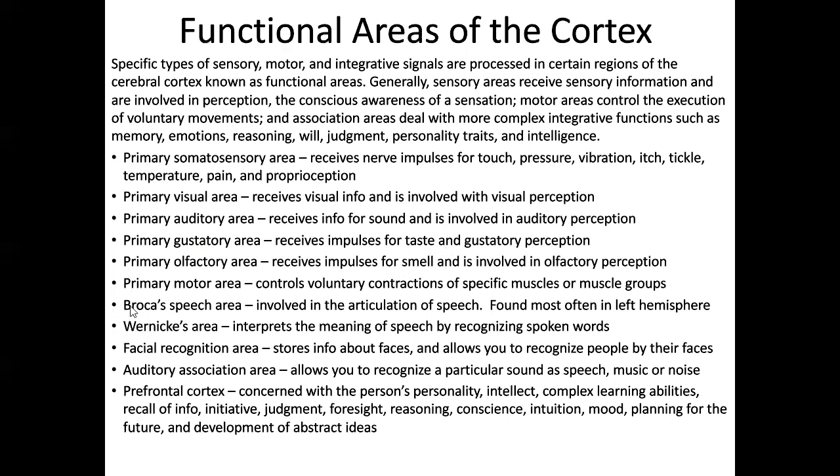A couple special named ones. Broca's speech area is involved with articulation of speech, so like forming words. I'm using that right now. Most often we find that in the left hemisphere. Wernicke's area is what allows you to interpret the meaning of speech by recognizing spoken words. So you guys are using that because hopefully you're understanding that I'm speaking words. Facial recognition area, something that's important so that we can recognize people. It stores information about faces, allows you to recognize people by their faces.